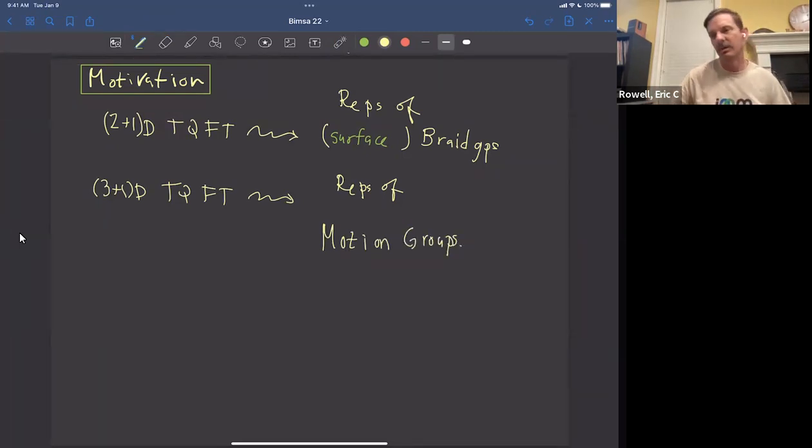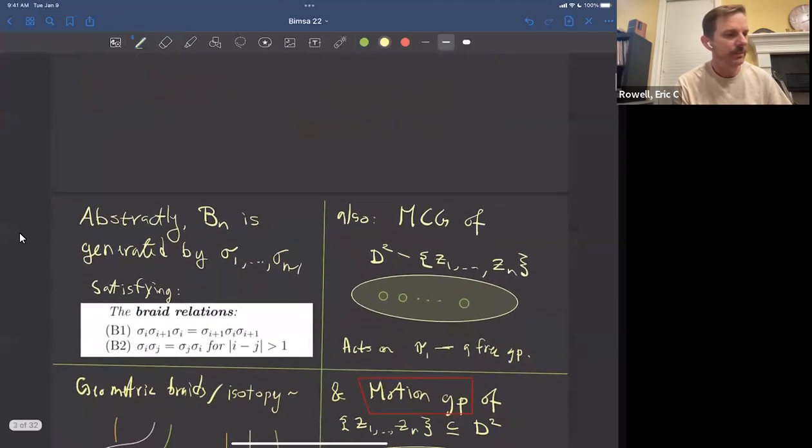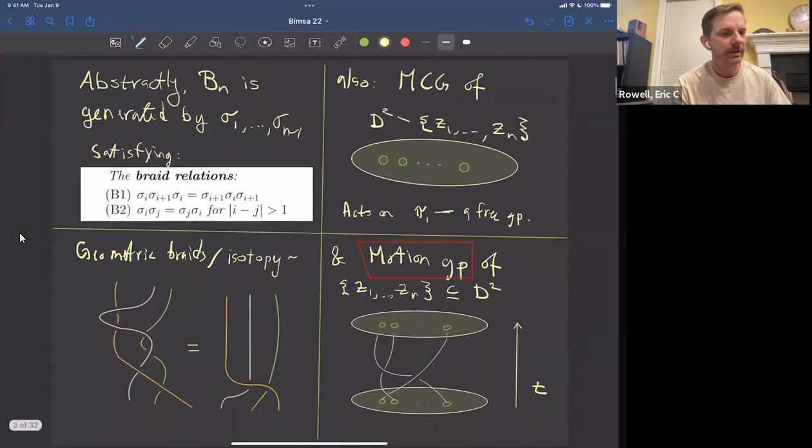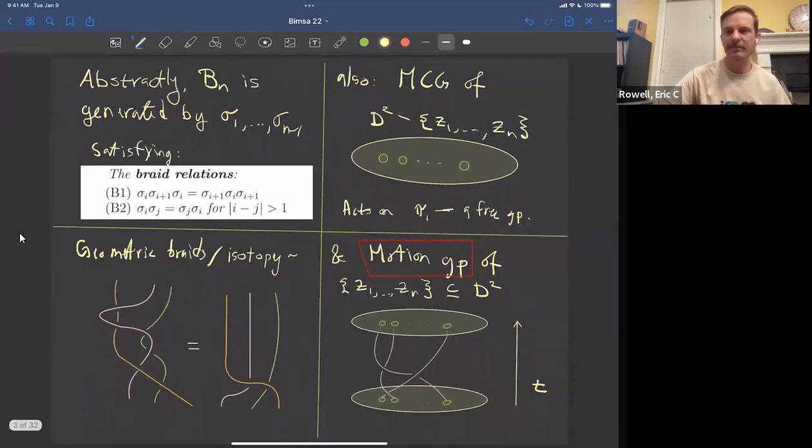So motion groups are a generalization of braid groups. Let me explain a little bit about that. First, let me point out that the braid group itself has many different definitions. One is just an abstract definition, which is to give it by generators and relations. So we have n-1 generators satisfying the usual braid relations. This is the standard braid relation. This is the far commutation. So that's just abstract.